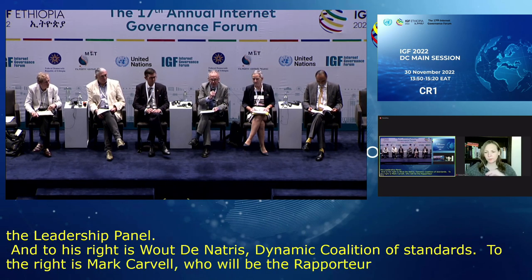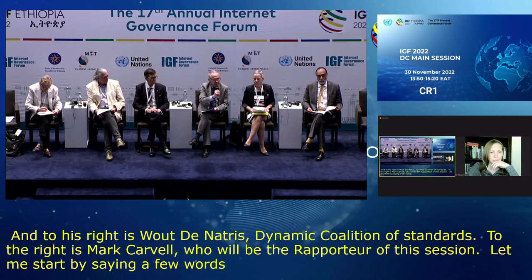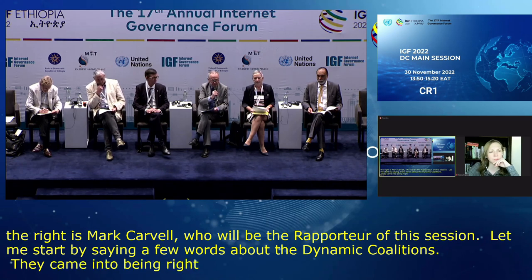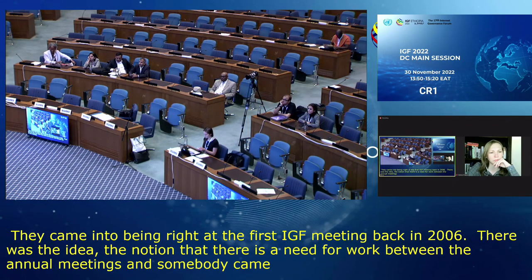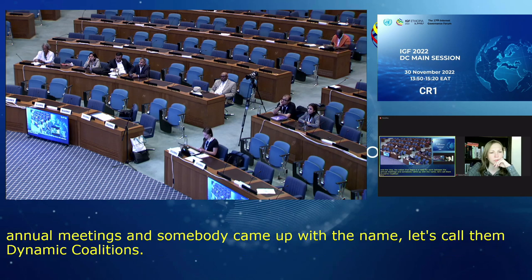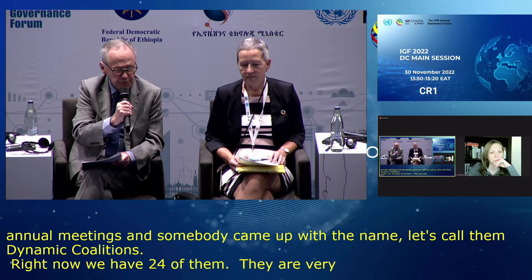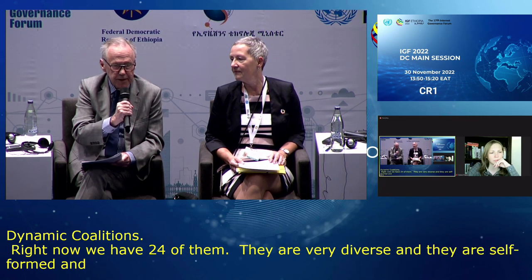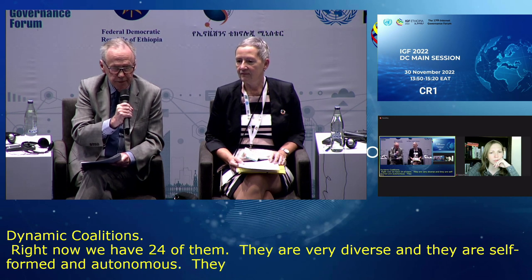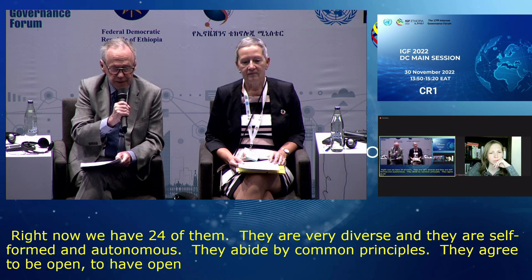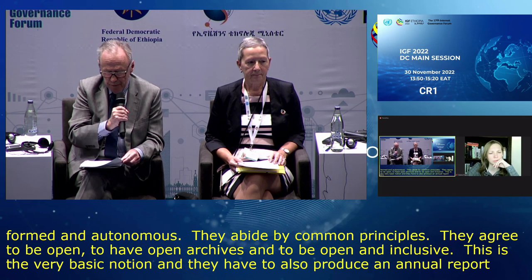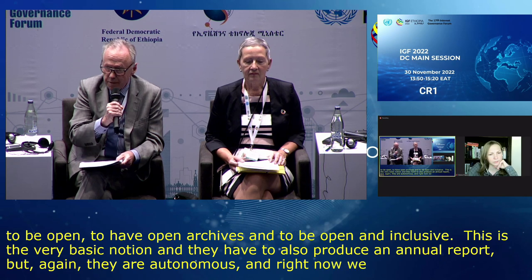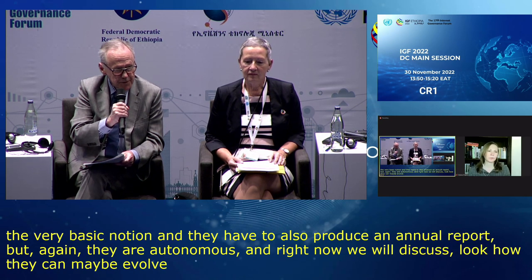Let me start by saying a few words about the Dynamic Coalitions. They came into being right at the first IGF meeting back in 2006. There was the idea, the notion, that there is a need for some work between the annual meetings, and somebody came up with the name, let's call them Dynamic Coalitions. Right now we have 24 of them. They are very diverse and they're self-formed and they're autonomous. They abide by some common principles. They all agree to be open, to have open archives, and to be open and inclusive. So this is the very basic notion, and they have also to produce an annual report. But again, they're autonomous. And right now, we will discuss and look how they can maybe evolve and make a positive contribution to the IGF Plus model.